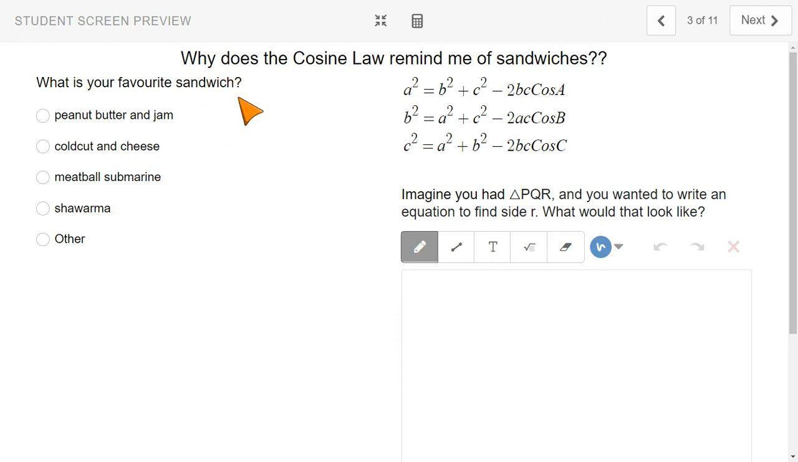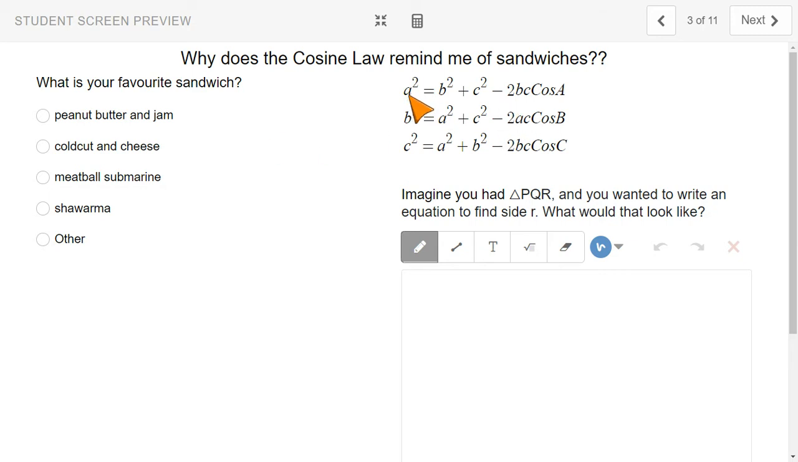Now, why does the cosine law remind me of sandwiches? Let me tell you about sandwiches. So, what's your favorite sandwich? Peanut butter and jam, cold cuts and cheese, meatball submarine, shawarma, another kind? It doesn't really matter, but pretty much you're always going to have your bread on the bottom, something in the middle, and then a piece of bread on top.